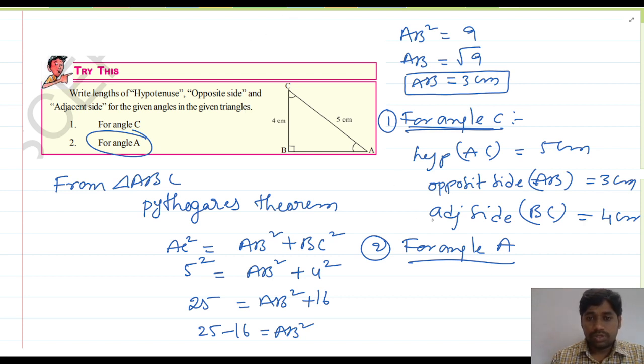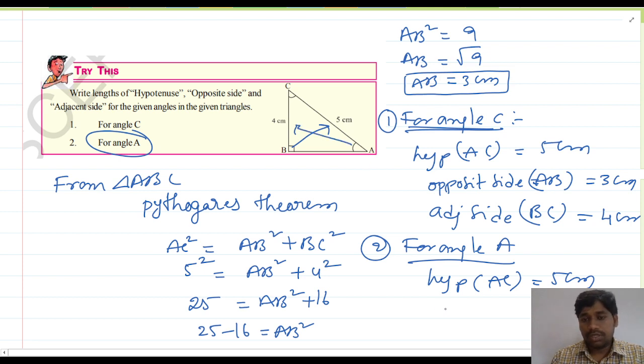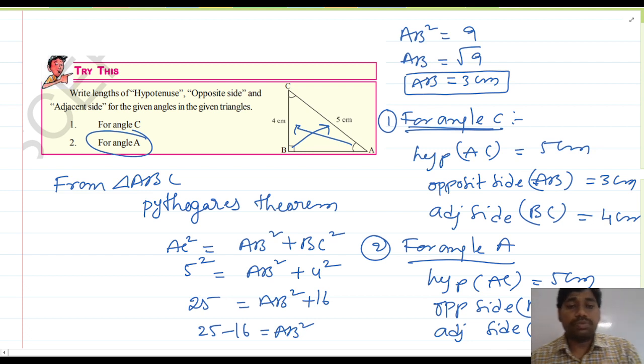As you know, angle A is there, then this becomes the hypotenuse, it doesn't change. Hypotenuse AC is equal to 5 centimeters. The side opposite to the angle is BC, which is simply 4 centimeters. Next, adjacent side is equal to 3 centimeters. I hope it is clear to you, right? So pause the video and copy the answer. Next question.